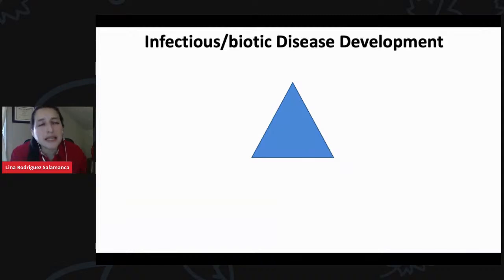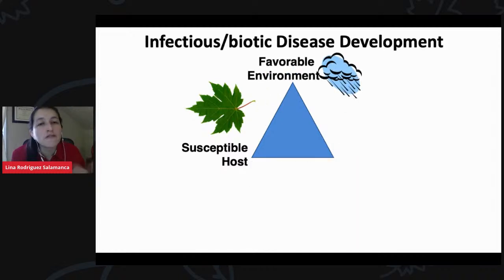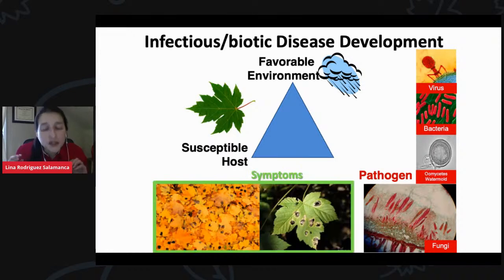And this timeline occurs simply because in order for disease development, you need to have a susceptible host and a favorable environment for that pathogen or insect to thrive, and the pathogen present. And when you have all those conditions, then the symptoms will start, and depending on the environment, the symptoms would either peak rapidly or develop slowly.